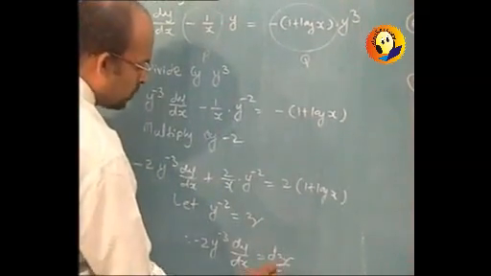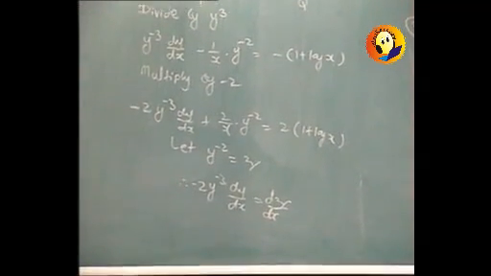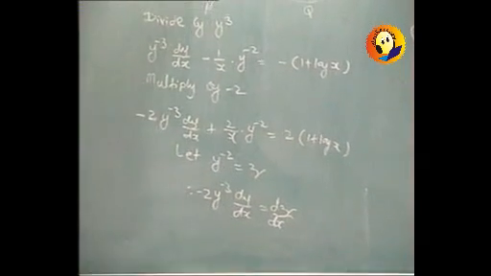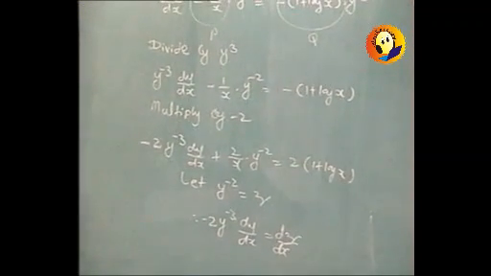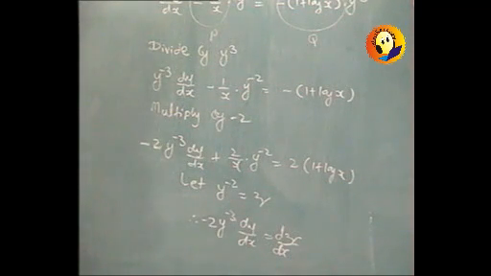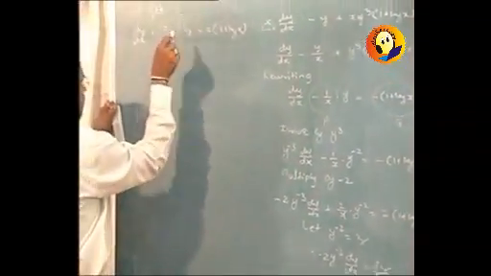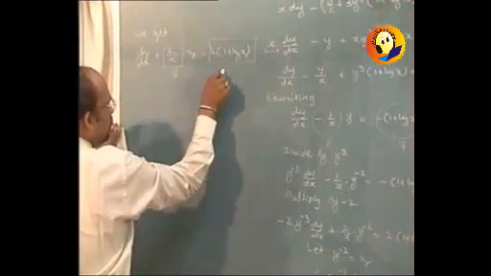Bernoulli's form has always the substitution y raised to 1 minus n is equal to z. As we substitute, we get the equation as dz by dx plus 2 upon x into z is equal to 2 into bracket 1 plus log x. So this is going to be our new P, P1. This is new Q, Q1.